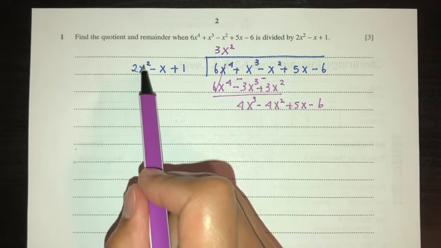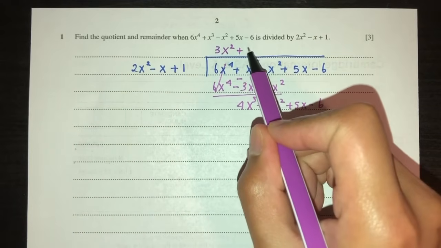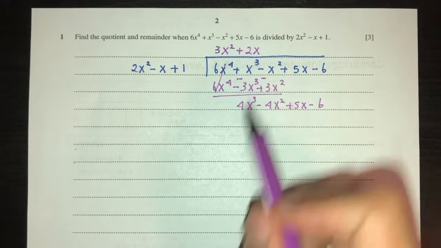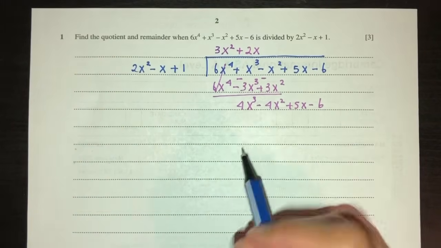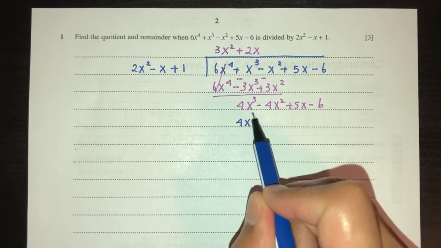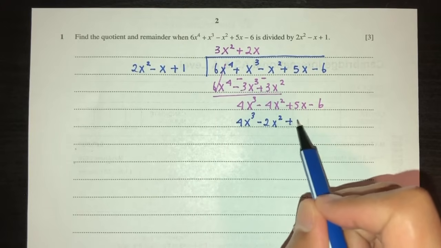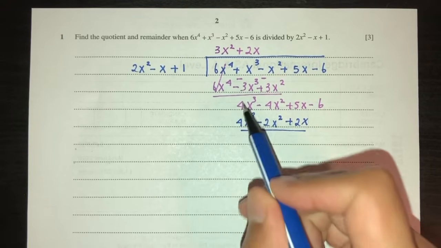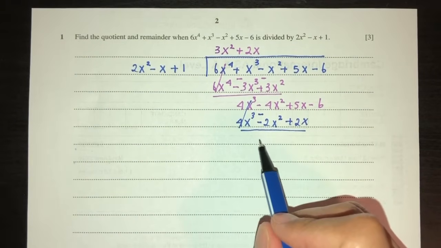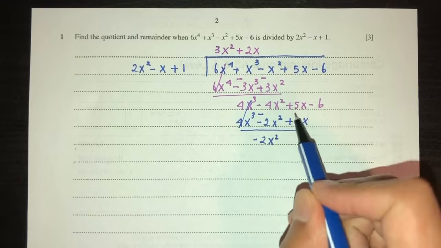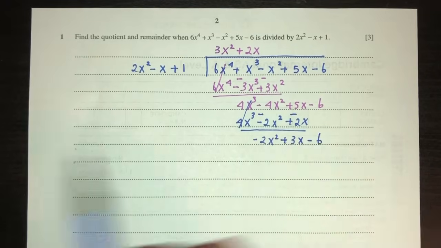Now how do you make 2x squared become 4x cubed? You have to multiply by plus 2x. Now same steps. This whole thing multiplied by 2x, you will have 4x cubed minus 2x squared plus 2x. So that will be cancelled. Minus 4 minus 2, that will become minus 2x squared. Plus 5 minus 2 becomes plus 3x minus 6.